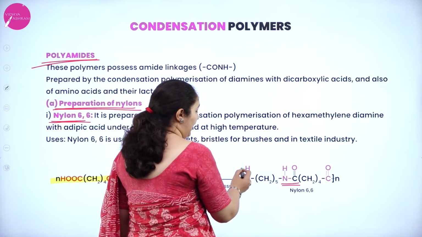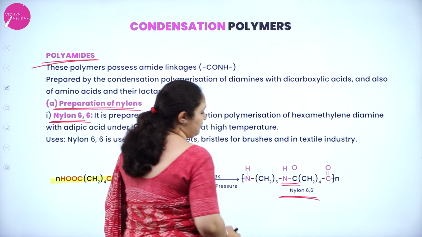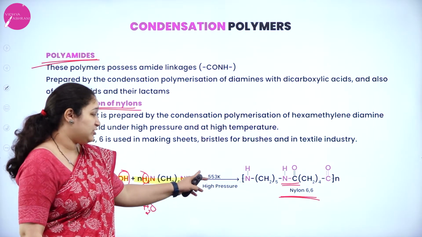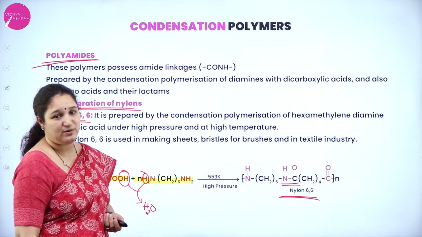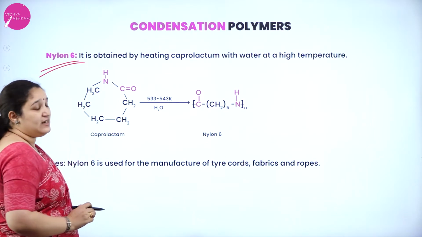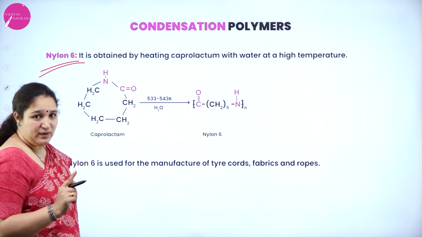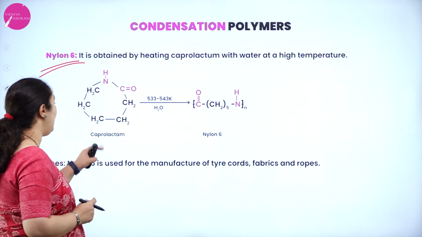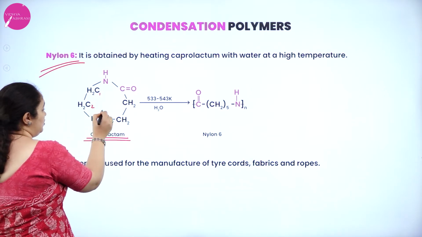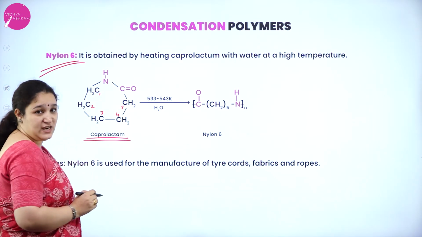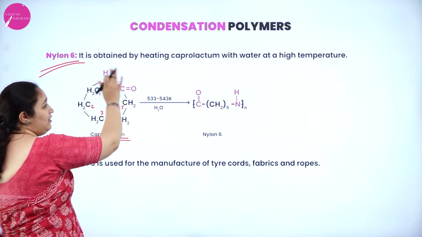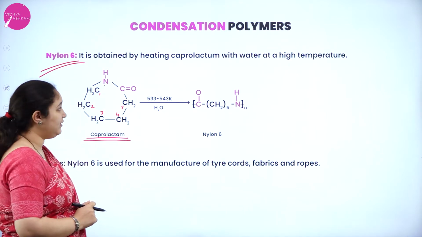Further, you can show here NH and CO, and this is the preparation of nylon 6,6, and it requires high pressure and high temperature as well. Next one which we have is nylon 6. It is obtained by a single monomer, that is caprolactam. You can see 1, 2, 3, 4, 5 CH2 groups are there, and the NHCO bond is already present and it's a ring structure it has got, correct?